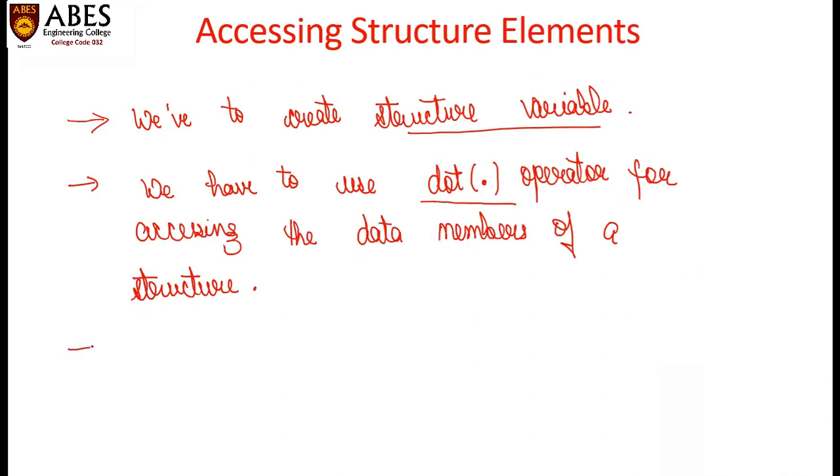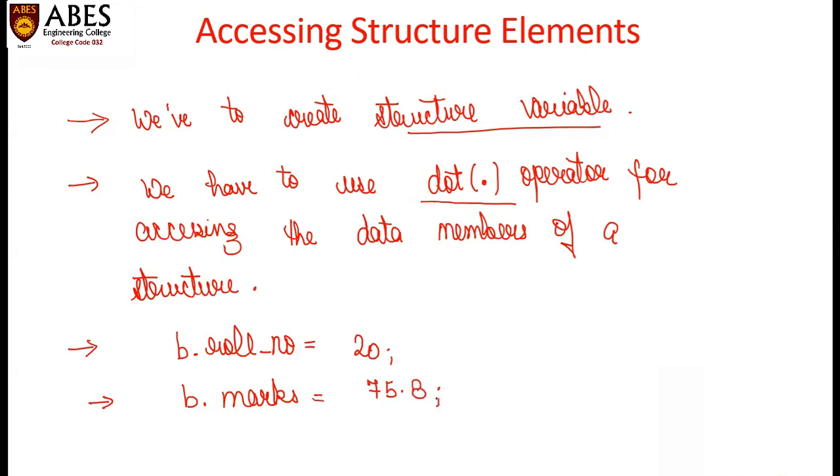Okay. Let us say if I want to assign or initialize the value of roll number, then I can write it like this. B dot roll number is equal to 20. B dot marks is equal to 75.8, like this. So this is the structure variable and this is the dot operator through which we are accessing the data members of a structure, and here we are initializing the value of it.